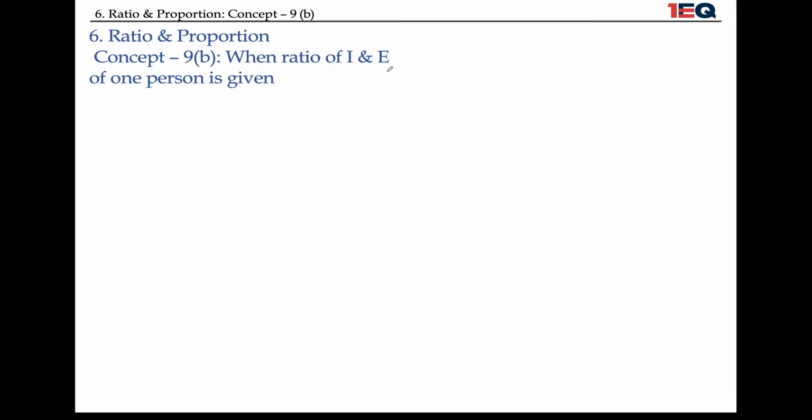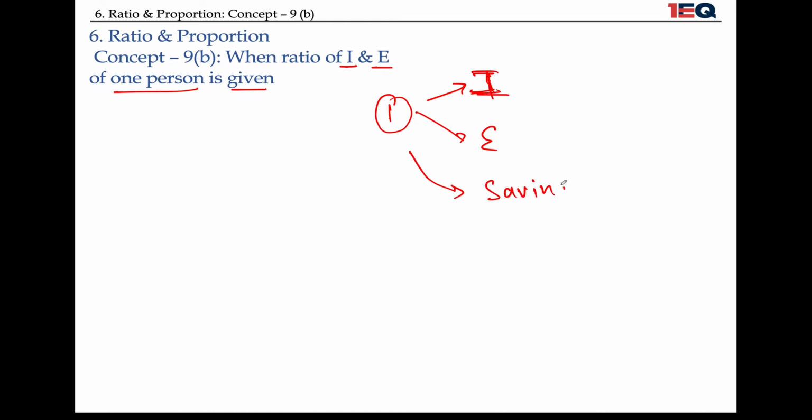Now we are going to solve questions where the income and the expenditure of one person is given. Whenever the income and the expenditure of one person is given, you'll only be able to understand good things when you read the entire question. But from the concept written here, we are talking only about one person. There is some income, there is some expenditure, and then there is a great possibility that there would be savings as well.